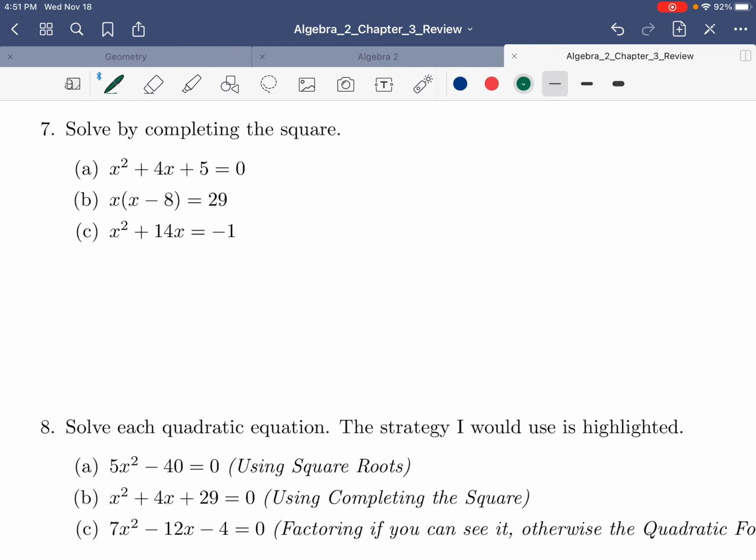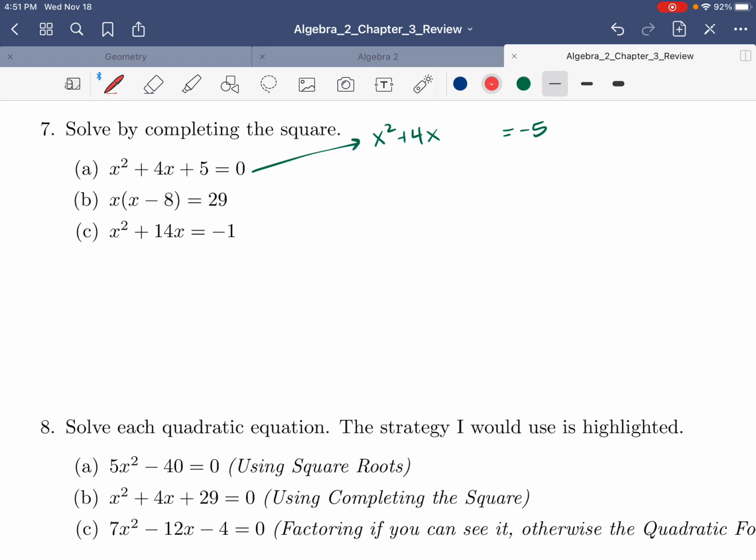Okay, so question A, what we're going to do is we're going to say x to the power of 2 plus 4x. And like I said, we're going to get rid of the constant and we're going to move it to the other side by taking it away. So we take the 5 away from both sides. Next, we're going to find the right c. If you don't know what I'm talking about, take a look at question number 6.